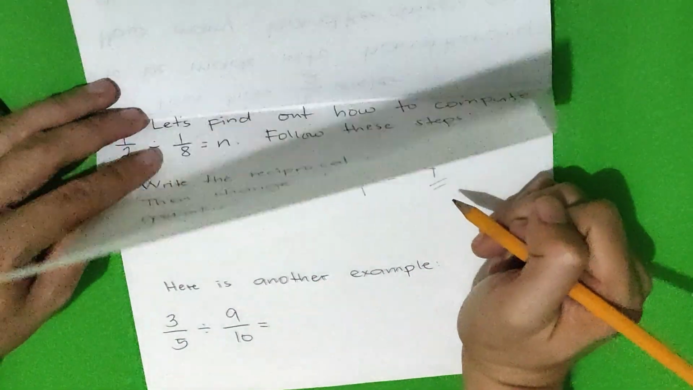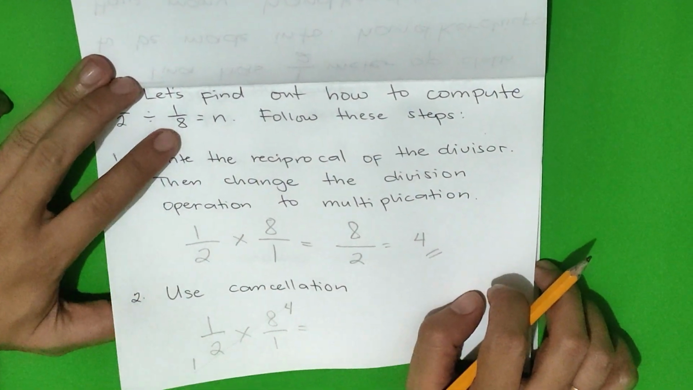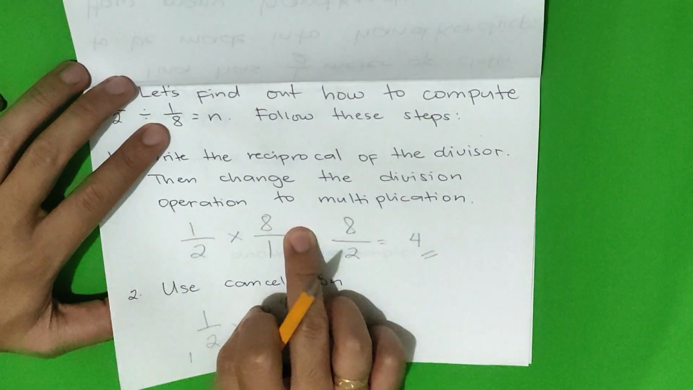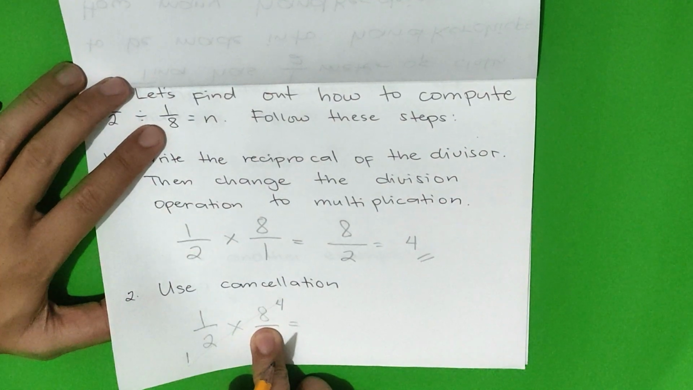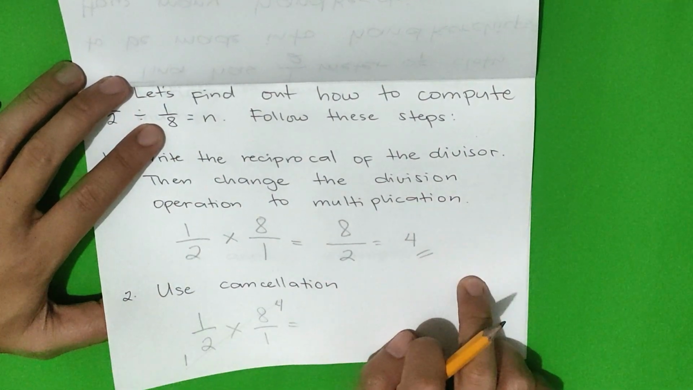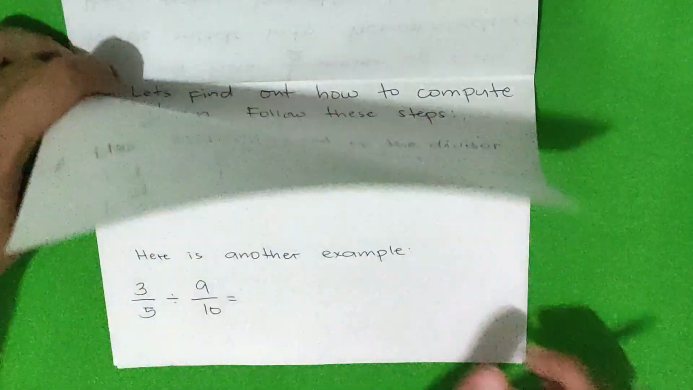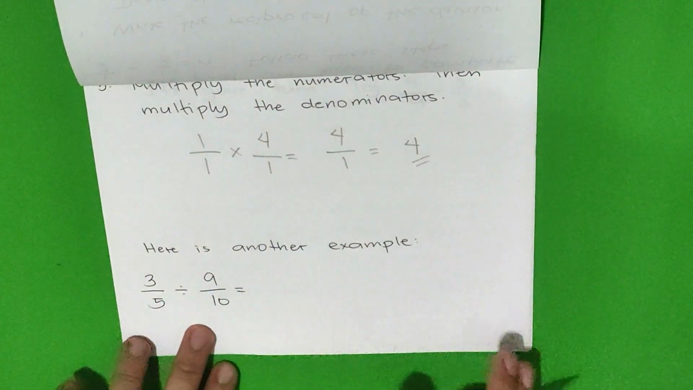So did we come up with the same answer? Yes, we came up with the same answer. So whether you want to multiply the numerators and the denominators or use the cancellation method, the answer would be the same. Use the more appropriate method for any equation. So here is another example.